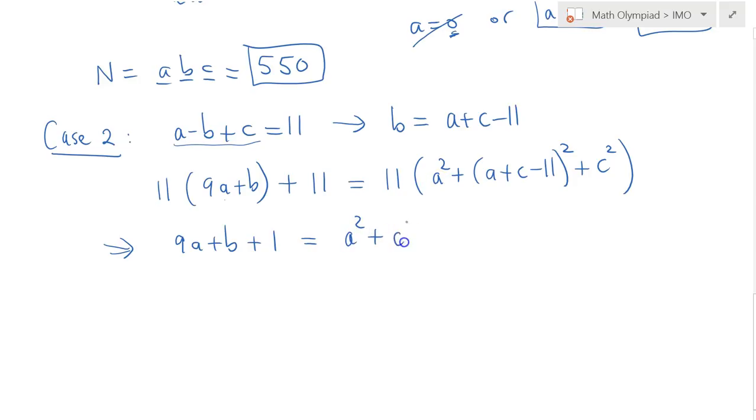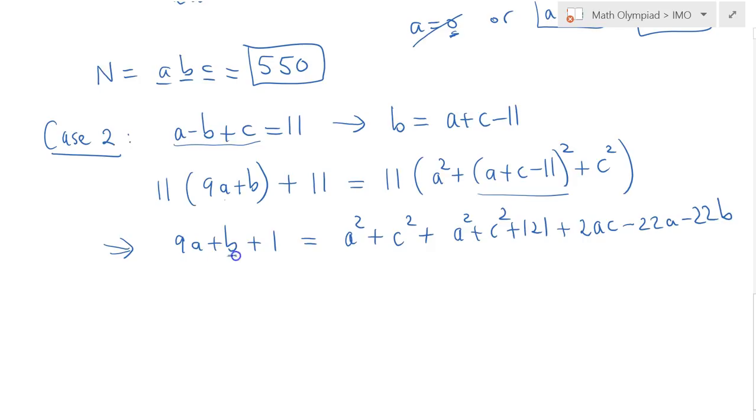A squared plus c squared, the last term. How do I square this? You guys know how to square it. A squared plus c squared plus 121 plus 2 times ac, and then minus 2 times 11 and the other terms, which is minus 22a minus 22b. Okay, I hope I didn't mess up, because I usually do mess up.